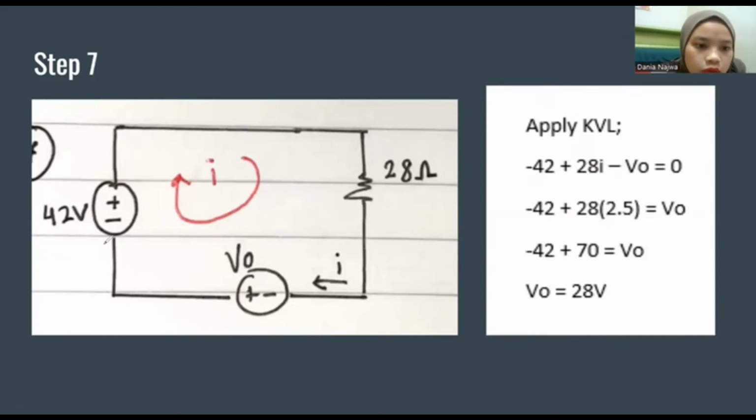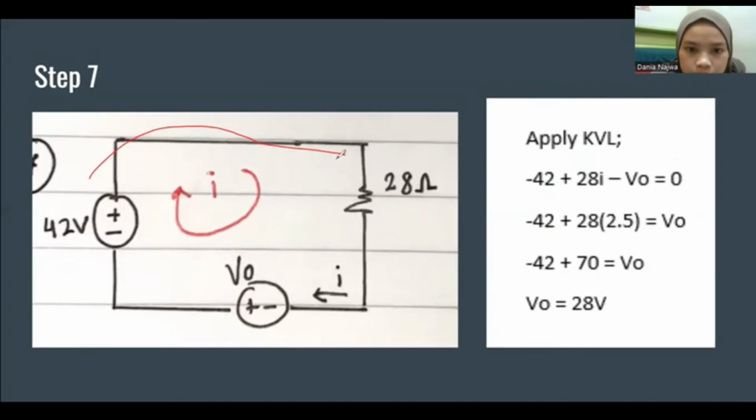negative 42 volt plus 28 and minus VO equal to 0. So negative 42 plus 28 and replace the I with the 2.5 ampere equal to VO. So we get the VO equal to 28 volt. So I will pass my turn to Luis to explain about discussion.